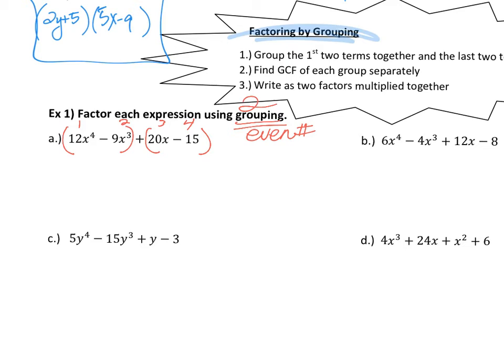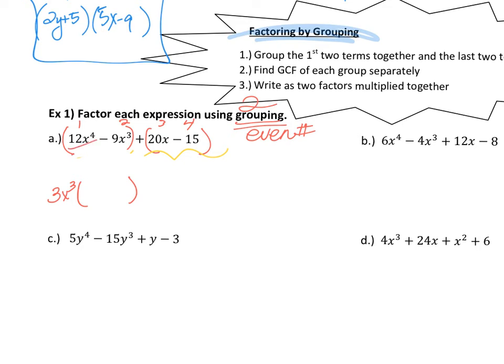Now you can individually look at each group. Just pretend that we gave you 12x to the 4th minus 9x cubed. There was nothing else, just that, and I asked you to find the GCF. Well, then you should know, 12 and 9, their GCF is 3. X to the 4th and x to the 3rd, the largest GCF is going to be x to the 3rd. That's what you pulled out, and you look at what you're dividing. Let me erase this so we have room.